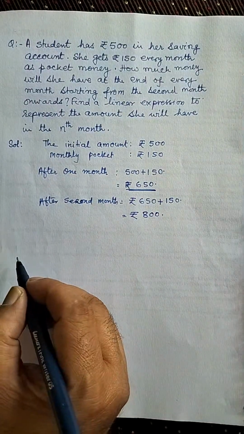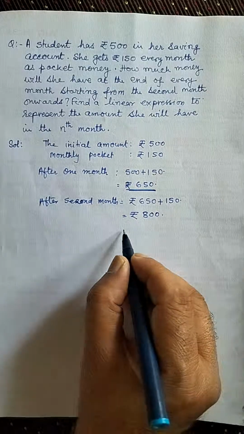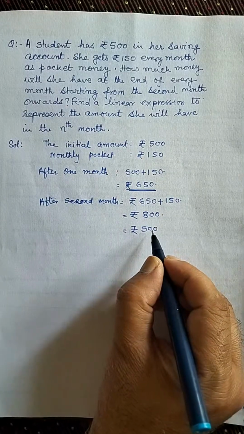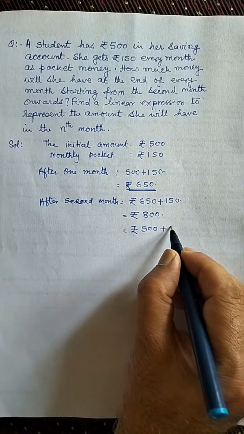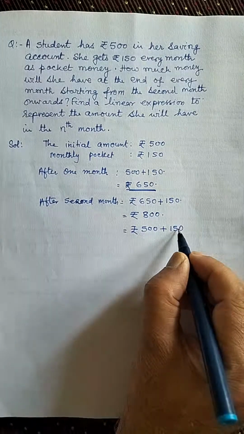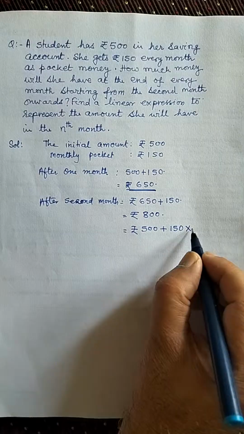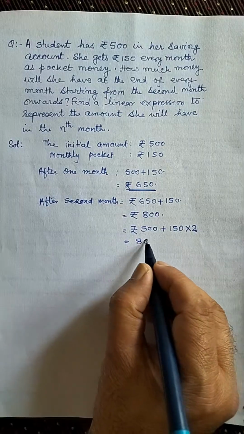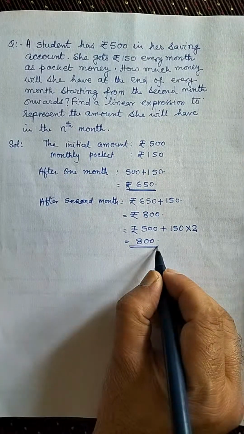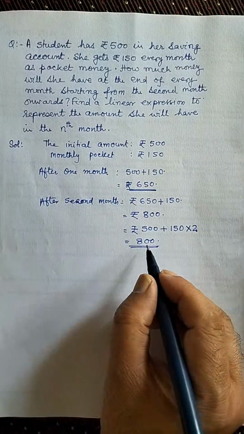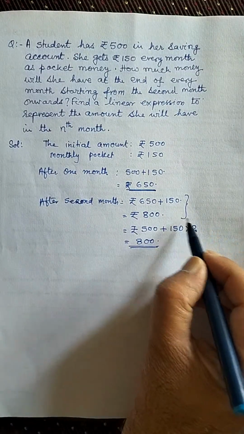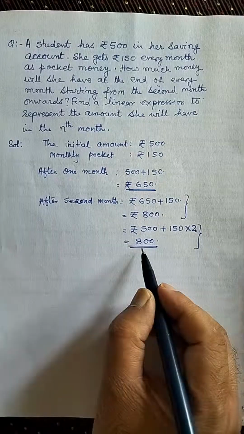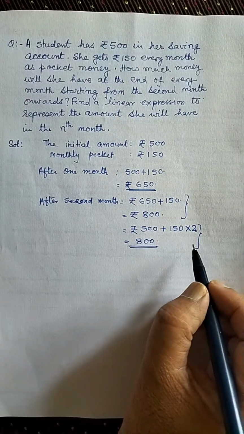Okay, we can express this as: initial amount was 500 plus monthly is 150 rupees, and for second month we are counting, so this is 2, so this makes it again 800. So this is the important part, how you should think the question. You could have got the answer in this way also, but since we have to develop a linear relationship here, we will appreciate this approach.